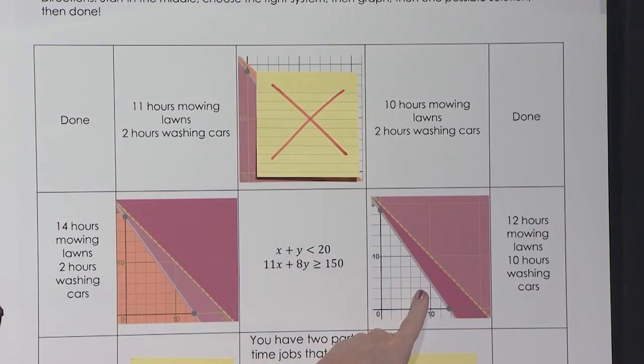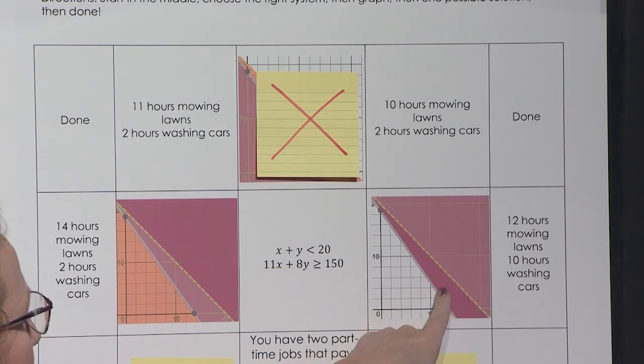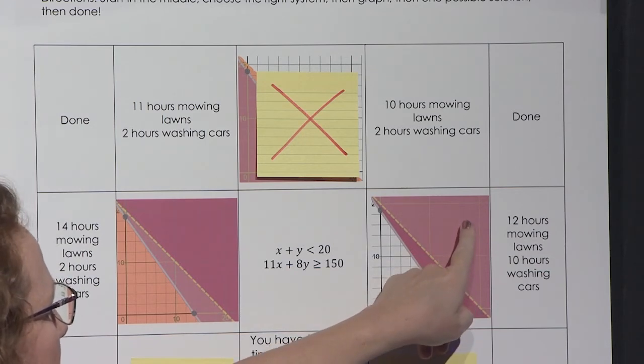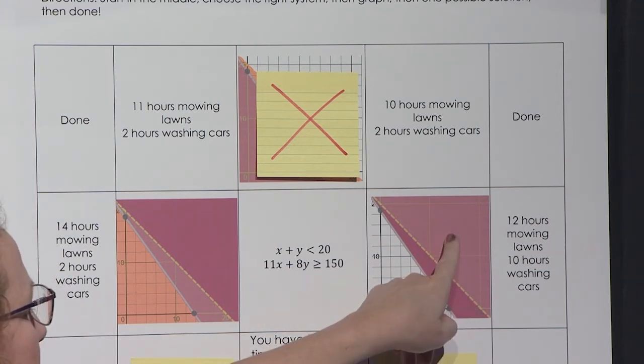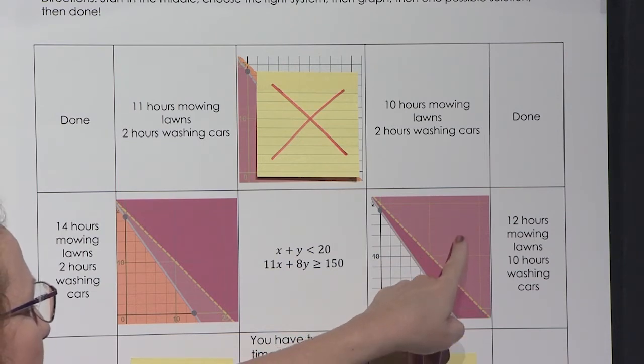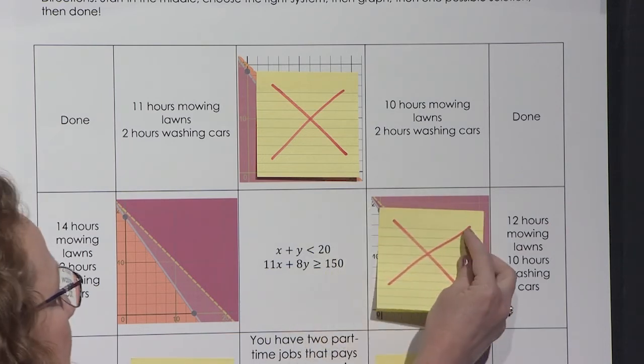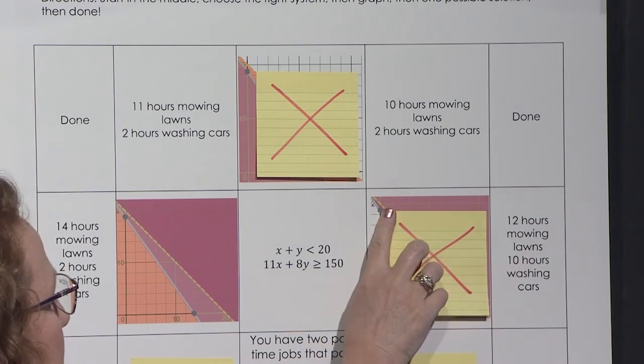Let's look at this one. We have 2 boundary lines, and both boundary lines look like they are growing. So the hours would be increasing and the money would be increasing. Did we want the hours to increase? No, we wanted the hours to decrease. So we can eliminate this one.